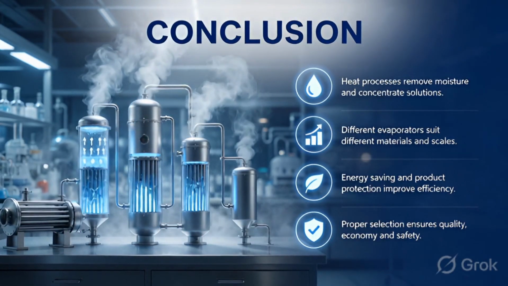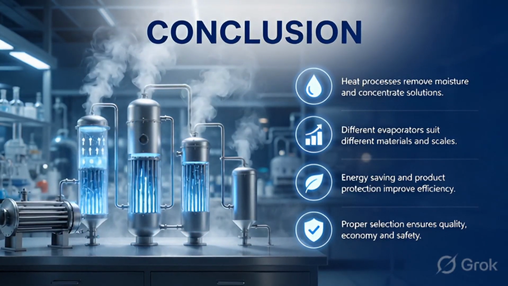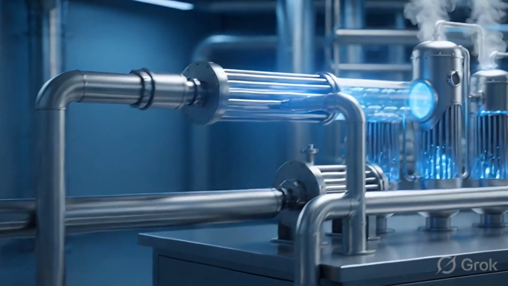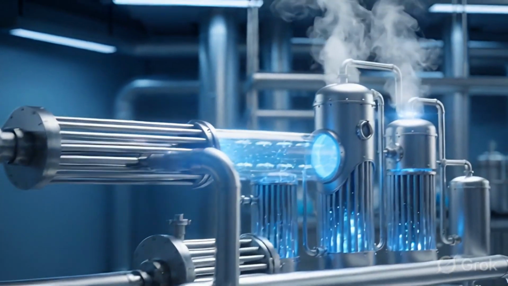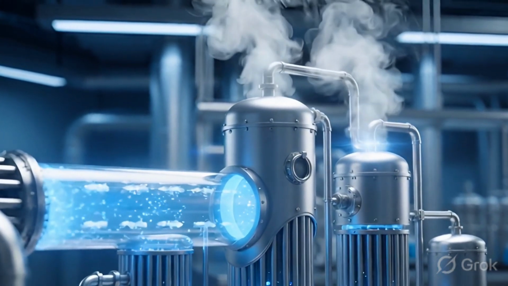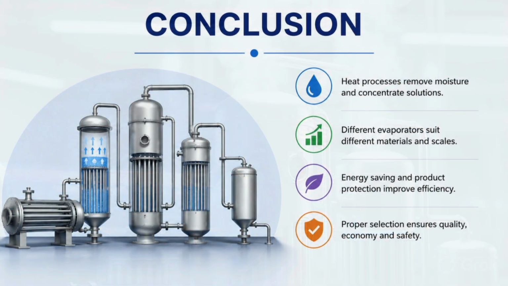Students, today we are learning about the different heat processes used in pharmaceutics. We studied desiccation, sublimation, evaporation and various evaporators used in the industries. So each process has specific applications depending on the type of material and industrial requirement. Desiccation removes the moisture, sublimation purifies the substance and evaporation concentrates the solutions. Different evaporators improve the efficiency and save energy.